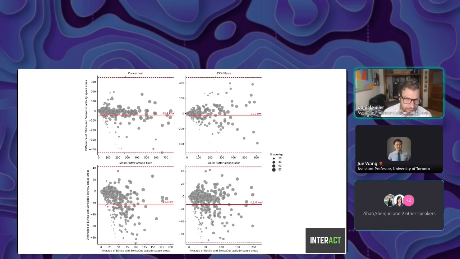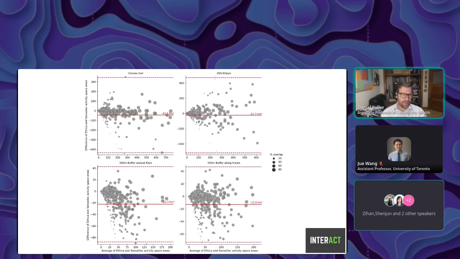And I'll just, again, orient you to this figure. So here on the x-axis, you have the average buffer size for the activity spaces. And on the y-axis, you have the difference in the Ethica and SenseDoc activity spaces. So if the line of agreement, the red line in the middle here, was 0, these would perfectly agree.